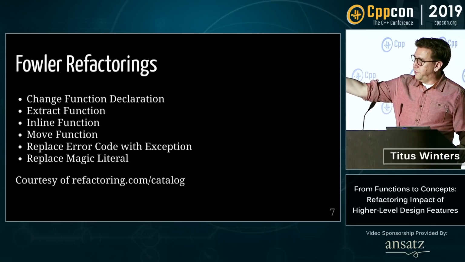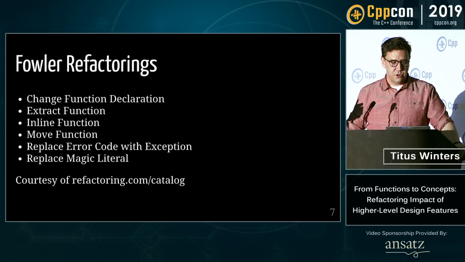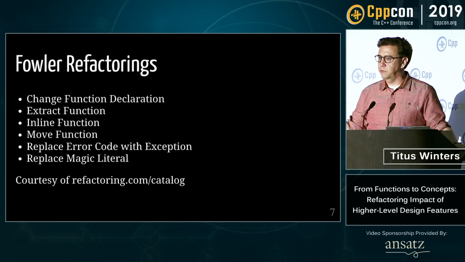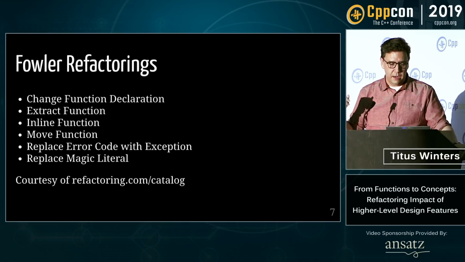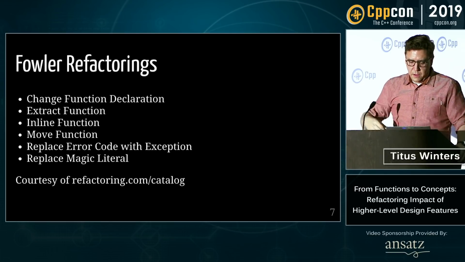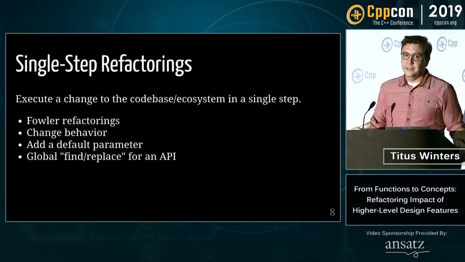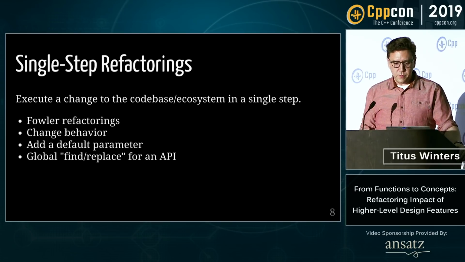Other things from refactoring.com/catalog, you might inline or outline a function. You might replace magic literals and string constants, things like that. There's a whole list of these that goes on for several pages. I would describe all of this model as single-step refactoring, right?